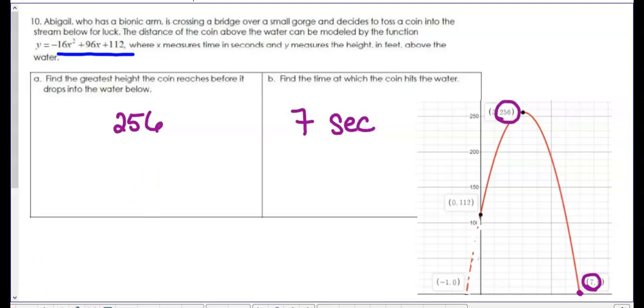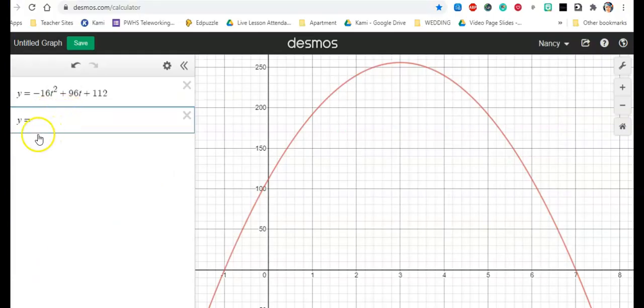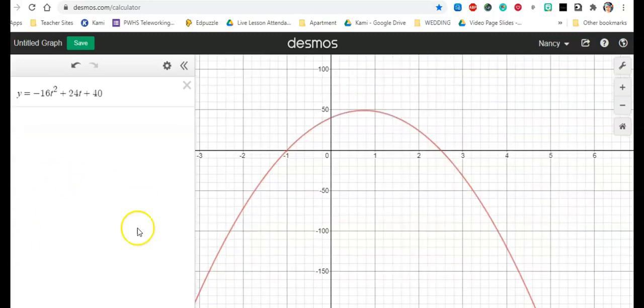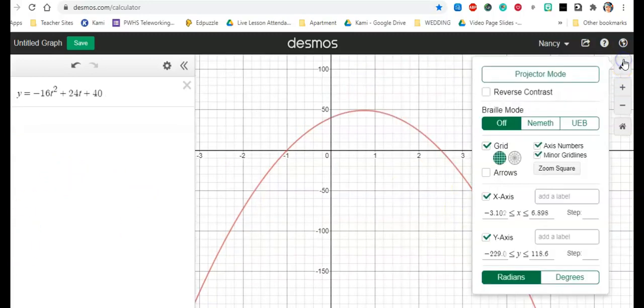All right, let's look at another one. I also wanted to show you something. Normally I tell students if you put any other letters in here besides X for the variable, it's not going to work, but T will also work because obviously this is a projectile function. So this one's still really wide, so I'm going to go back in here and change my X-axis again.